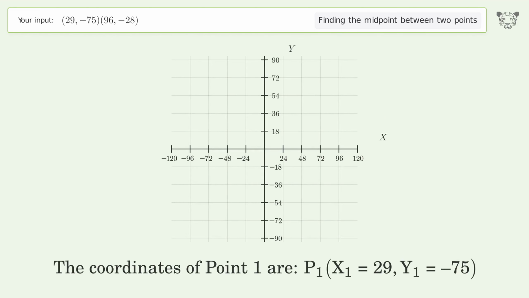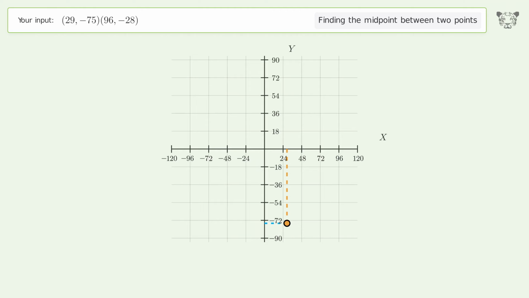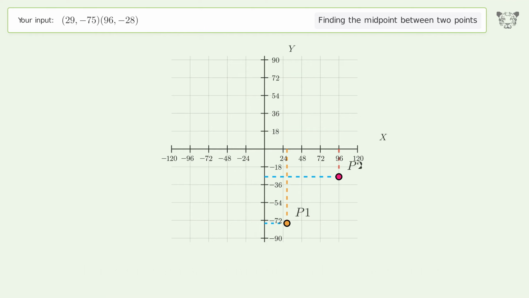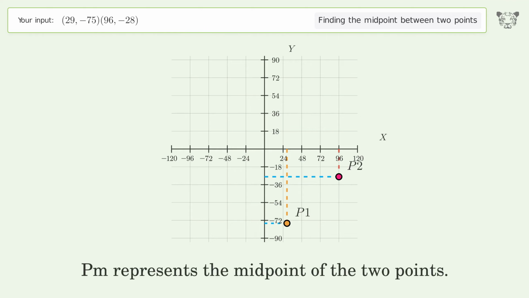The coordinates of point 1 are x1 equals 29, y1 equals negative 75. The coordinates of point 2 are x2 equals 96, y2 equals negative 28. PM represents the midpoint of the 2 points.